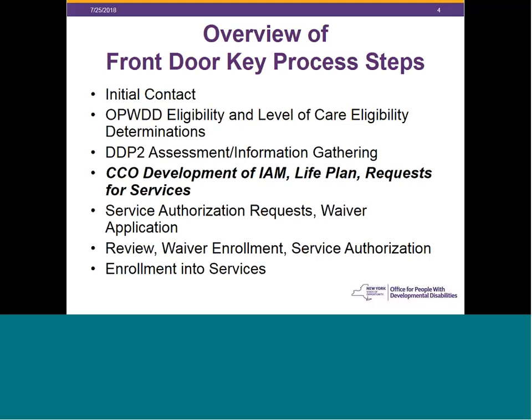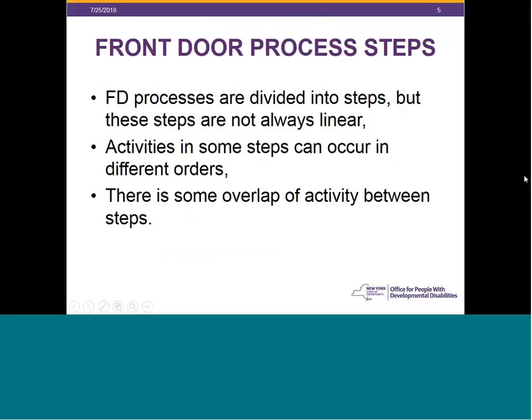and then additional information gathering about preliminary service needs and interests. There's, of course, a big role for the CCO in the middle of this whole process, where the IAM and life plan is developed, and the CCO uses that to assist the individual in identifying services and requesting those services. The waiver application, and then a final review that the front door does about the service requests and whether the waiver enrollment is complete and authorizes services, and then finally the enrollment into services. So those are the basic front door steps.